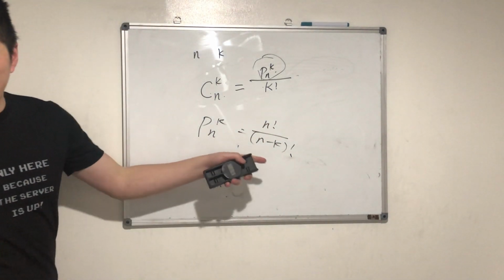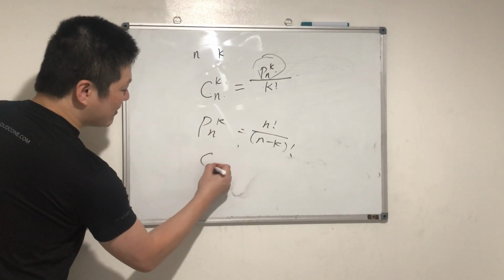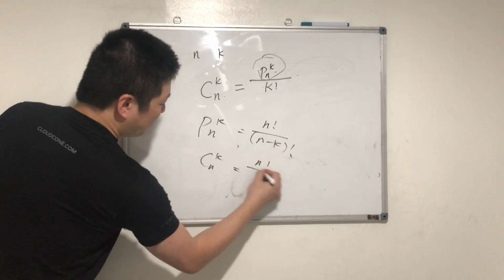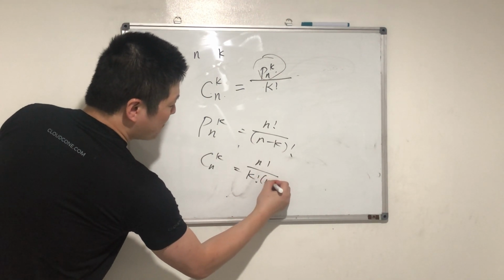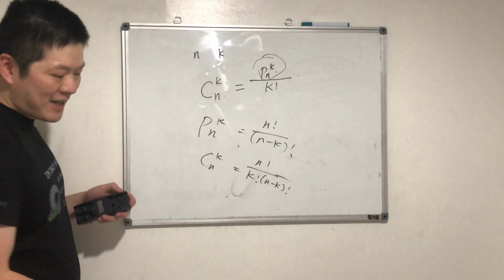Okay? This is the formula. So C n k equals what? N factorial divided by k factorial and n minus k factorial. Am I right? Does it make sense?